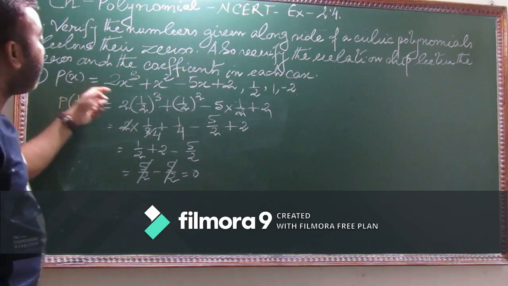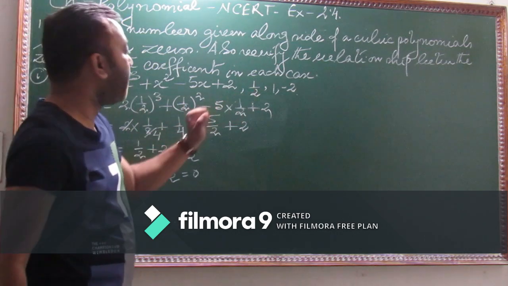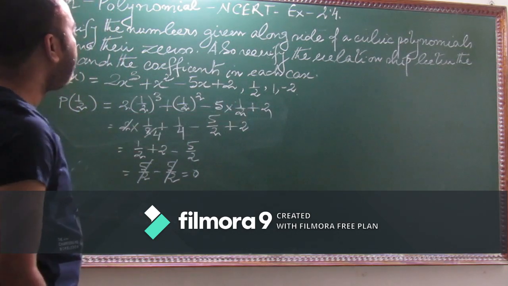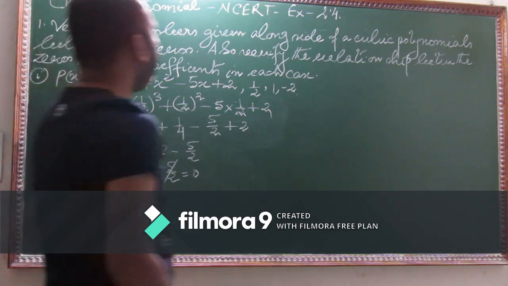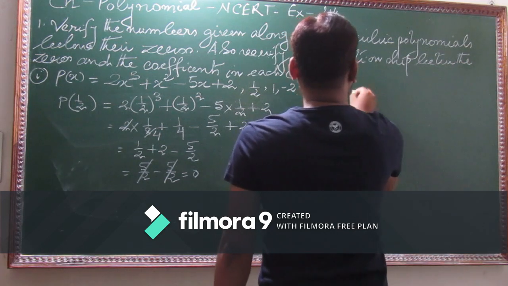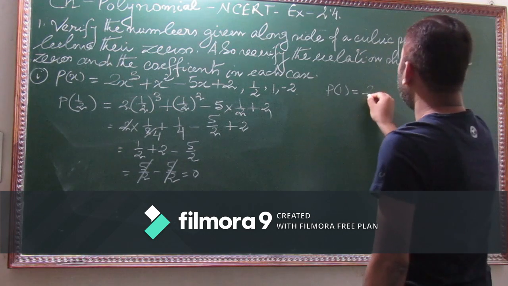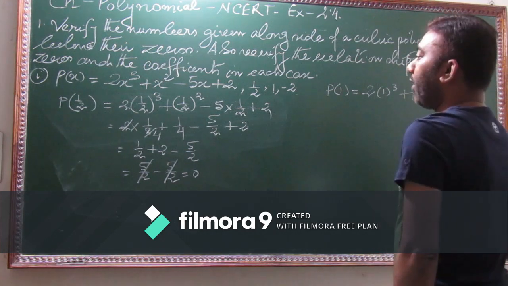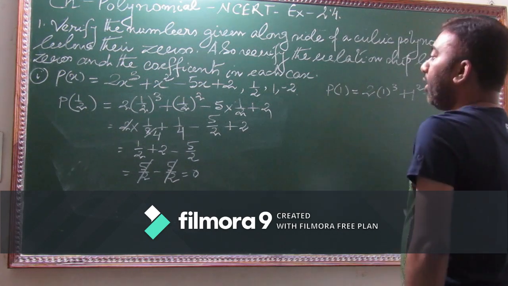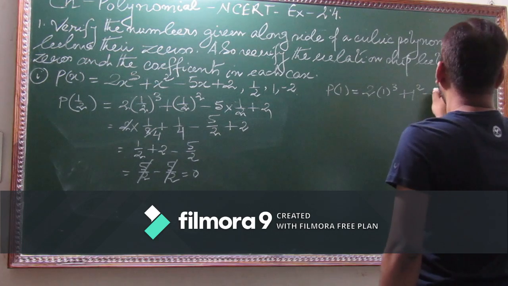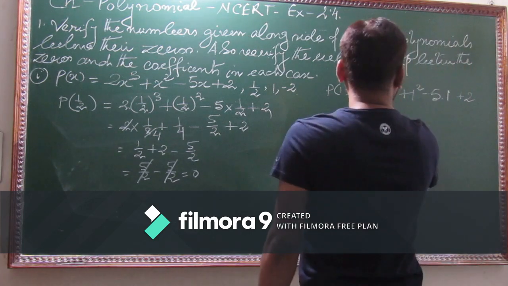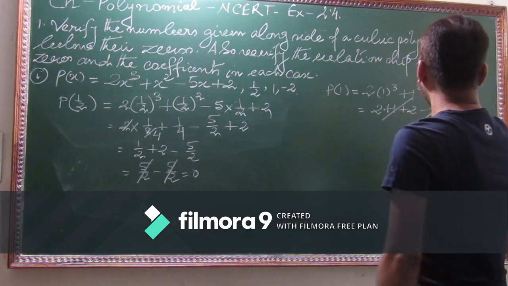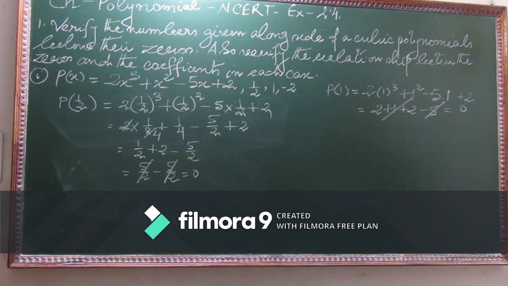That means by putting the value half in the place of x, I got that p(half) is equal to 0. That means half is a zero of this given polynomial. Similarly, I am going to proceed for the numbers 1 and minus 2. So how can I find p(1)? P(1) is equal to 2 into 1 whole cube, after that x square means 1 square, minus 5 into 1, after that plus 2. Now I am going to simplify: 2 plus 1 plus 2 minus 5. 2 plus 2 is 4, plus 1 is 5, minus 5. This is 0.